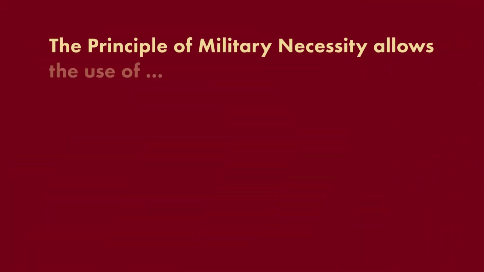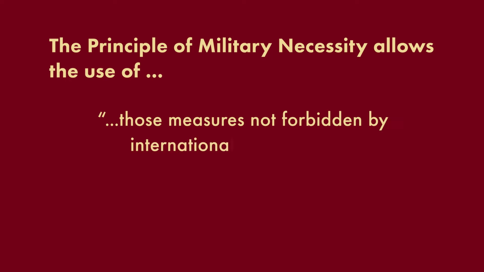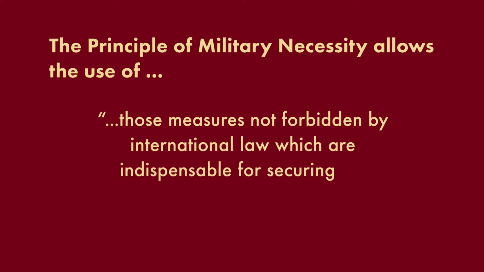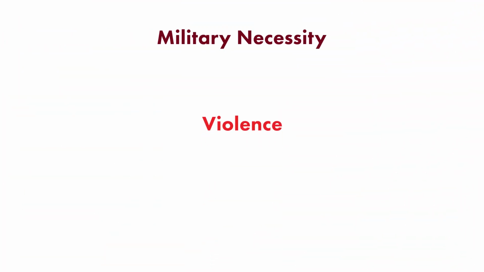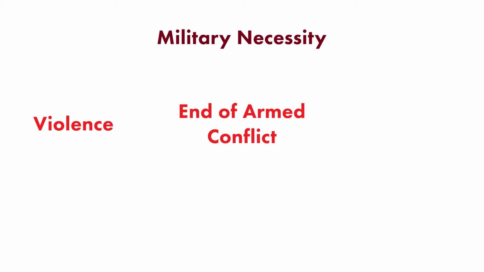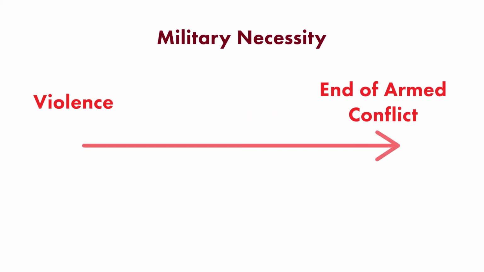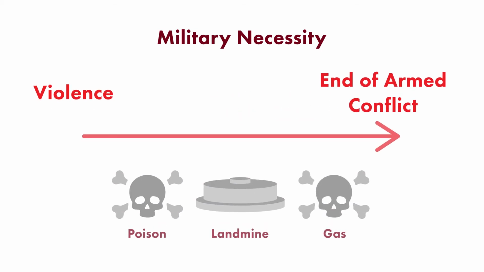The principle of military necessity allows parties to an armed conflict to use those measures not forbidden by international law, which are indispensable for securing the complete submission of the enemy as soon as possible. Put another way, military necessity recognizes violence will be necessary to bring about the end of an armed conflict as quickly as possible, but maintains certain weapons and tactics are so bad they will not be allowed. Let's take a moment to look at this definition in depth.